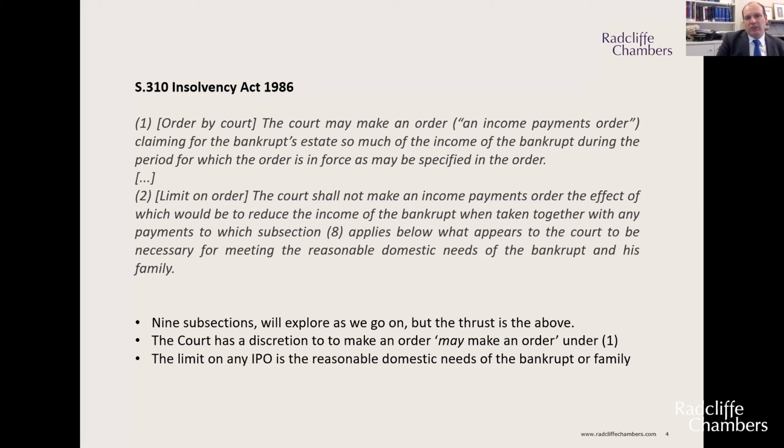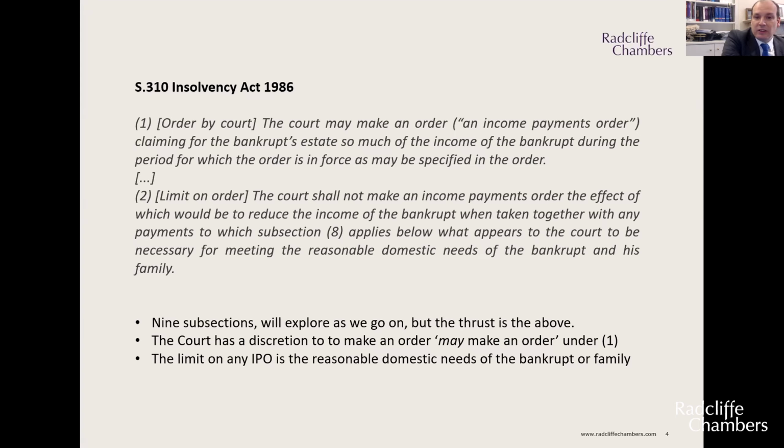So the court under subsection 2 cannot make an IPO which would reduce the bankrupt's income below what his reasonable needs to survive might be. Additionally, if the bankrupt is residing with family, the family's interests must be taken into account. Now, we'll come back to that in a second on a judgment that I dealt with on appeal earlier this year. It's quite an interesting point all about families in this matter.